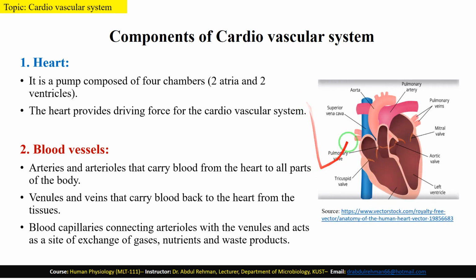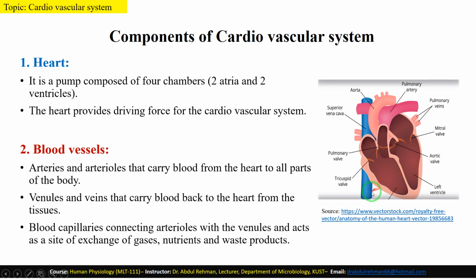Here you can see the general structure of the heart. This is the right side of the heart, and this is the left side of the heart. Between these two sides, there is a septum which separates the right side from the left side. The upper portions are called atria, while the lower portions are called ventricles. There is a superior vena cava and the aorta. The aorta is connected with the left side of the heart.